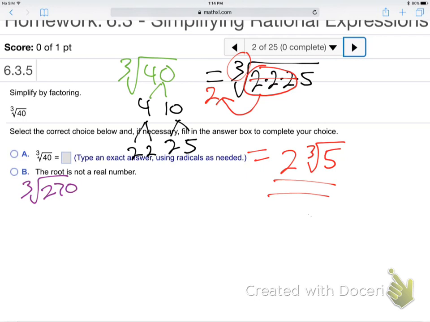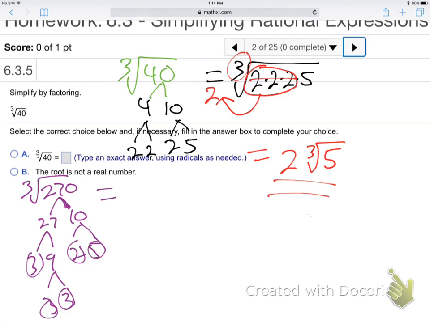All right, so 270, let's break down 270. Anything that ends in a 0, I like to just say it's times 10. You don't have to, but I think it's a pretty easy way to go. So 27 times 10. Then break down the 27, 3 times 9. Break down the 9, 3 times 3. The 10, 2 times 5. Good so far? I'm only using the prime numbers at the bottom. So what do we have? Cube root of 3, 3, 3, 2, 5. Good so far? Because that's 27 times 10. That's 270, it's the guts of a 270.